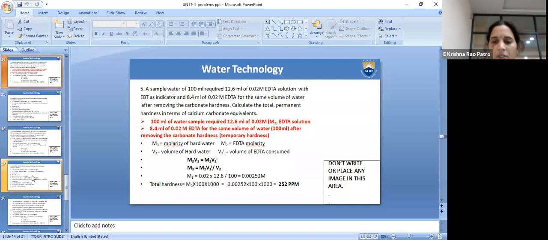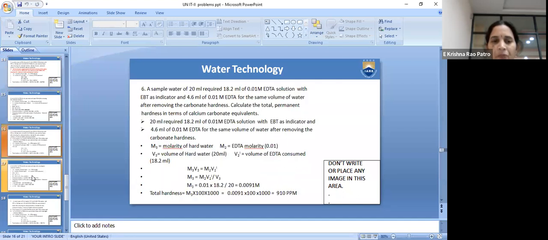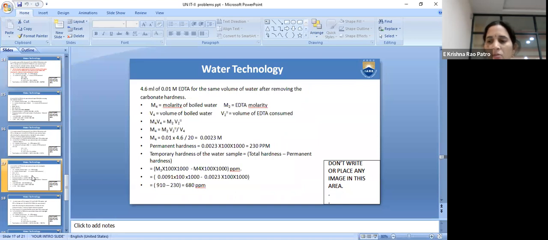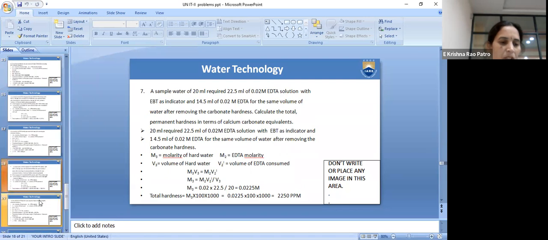Okay, we are having 3 problems in the EDTA method. For the first problem we got total hardness 252 ppm and permanent hardness 168 ppm. For the second problem we got total hardness 910 ppm and permanent hardness 230 ppm. And we'll do this last problem. 3 problems I gave you in the question bank. So everybody take this problem now. Take your notebooks, everybody.